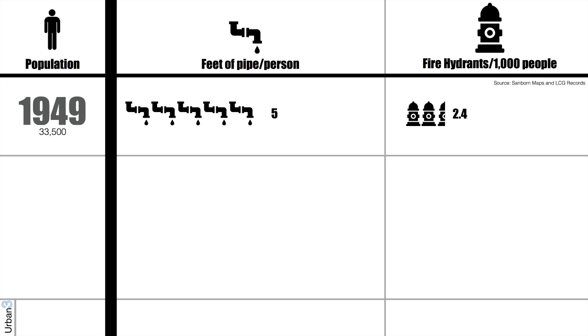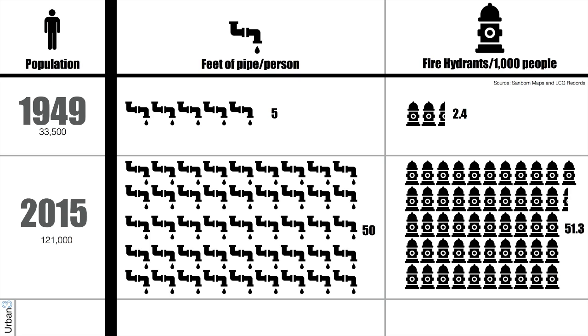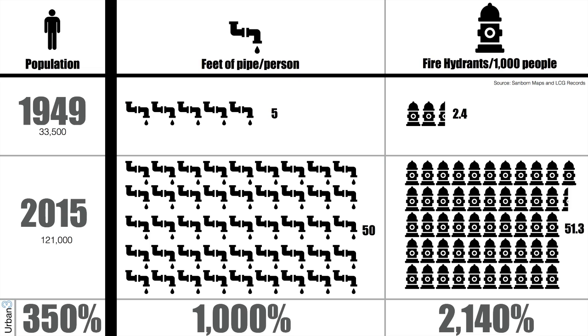and 2.4 fire hydrants per 1,000. They've grown their population to 121,000. They've grown their liability up to 50 feet of pipe per person and 51 fire hydrants per 1,000. So an increase in population of 350%, an increase in liability of 1,000 and 2,000%. And they told me, look, Joe, we got rich, we got gas money.